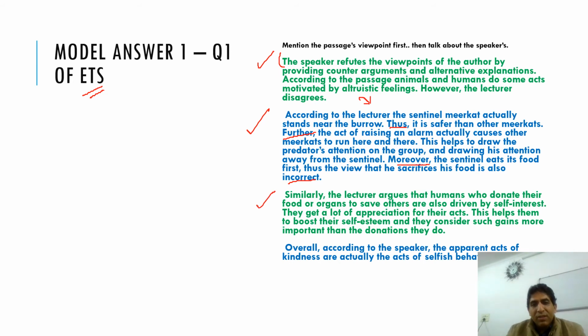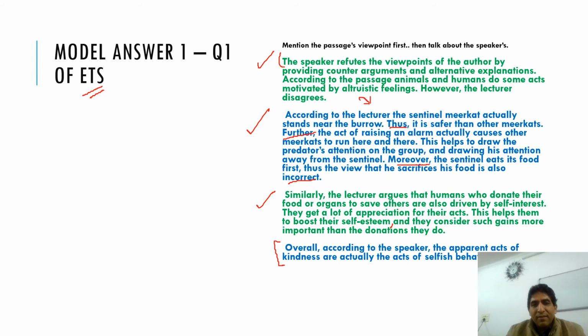Similarly, the lecturer argues that humans who donate their food or organs to save others are also driven by self-interest. They get a lot of appreciation for their acts. This helps them to boost their self-esteem, and they consider such gains more important than the donations they do. Overall, according to the speaker, the apparent acts of kindness are actually acts of selfish behavior. So you have summed it up saying this.